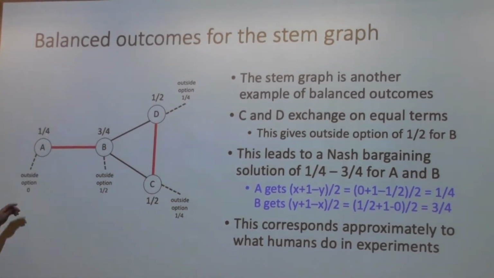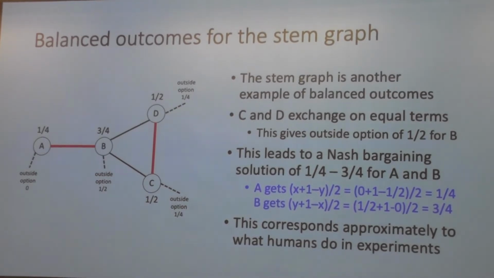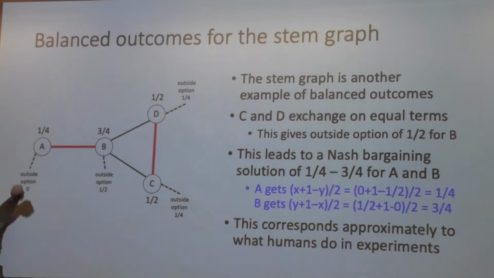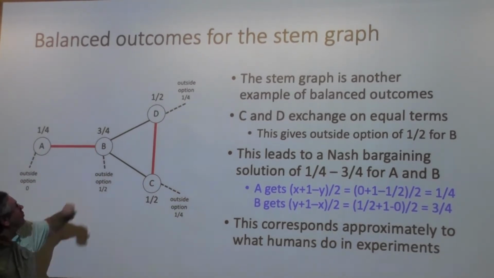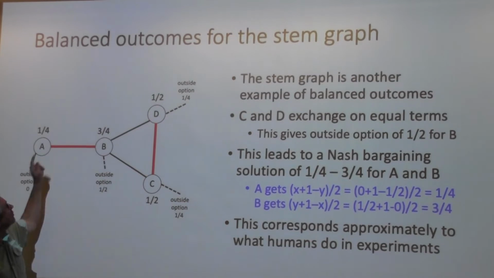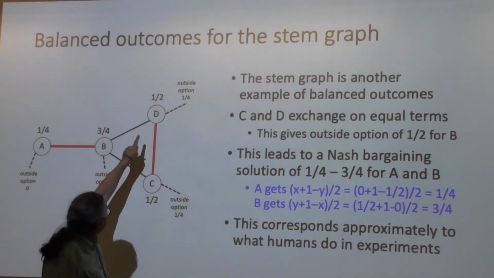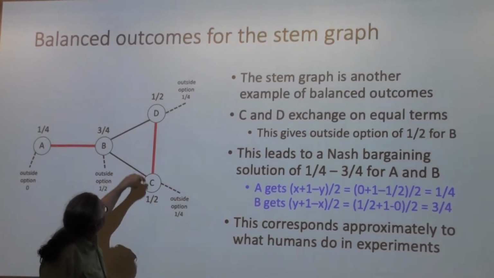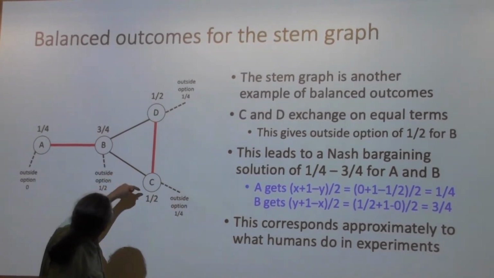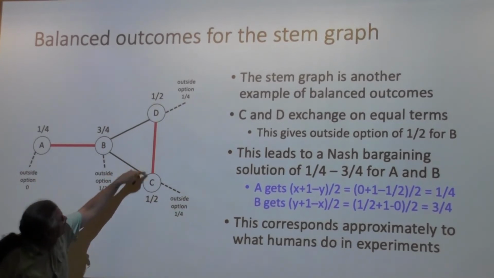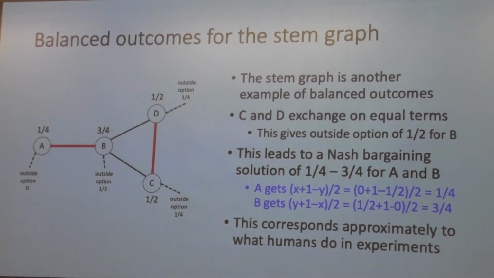1/2 plus 0 gives you 1/2, so there's still 1/2 left over. Divide by 2 is 1/4. So that gives you 1/4 here, 1/2 plus 1/4, 3/4 here. So this is the Nash solution here, okay? This is also the Nash solution here. If you compute, they both have the same outside option, and they have the same numbers. So they're also getting a Nash solution. Okay. This is the theory of balanced outcome prediction for this network.